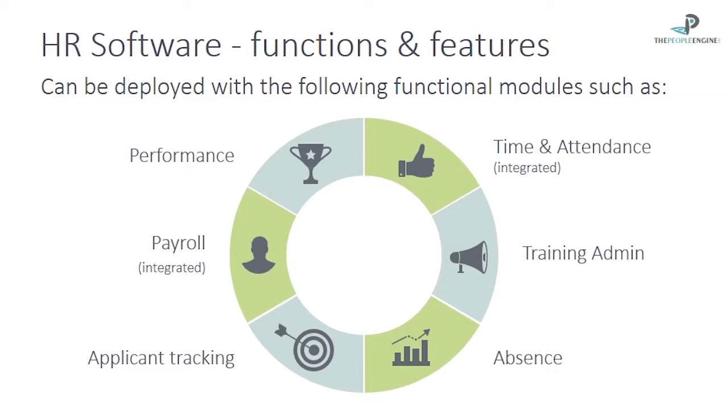Now, these are the typical functions or features, elements of HR software. HR software is normally deployed with the following modules: performance, time and attendance, training, administration, absence, applicant tracking, to deal with all your recruitment. The payroll is often integrated with this. And there are a host of other modules as well, but these are really the main ones.